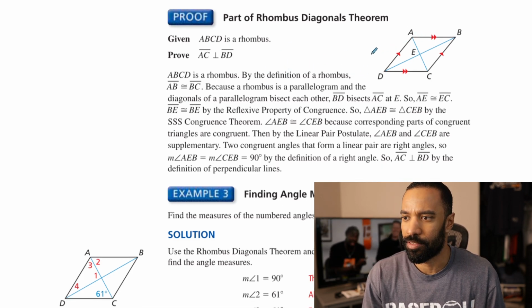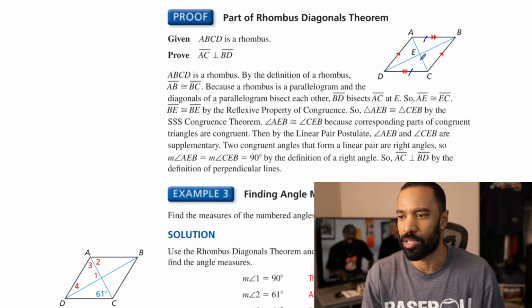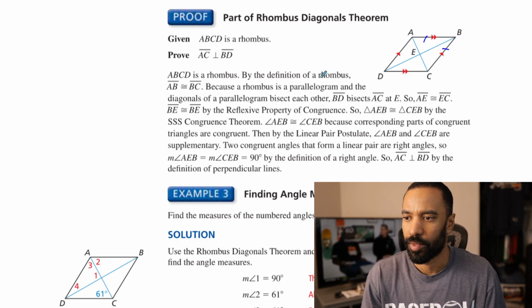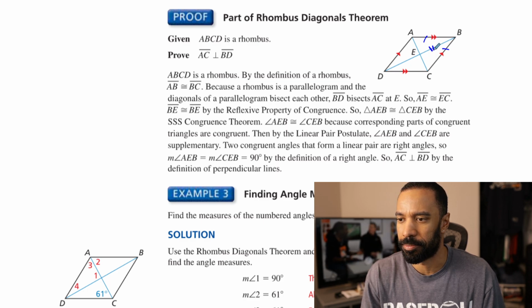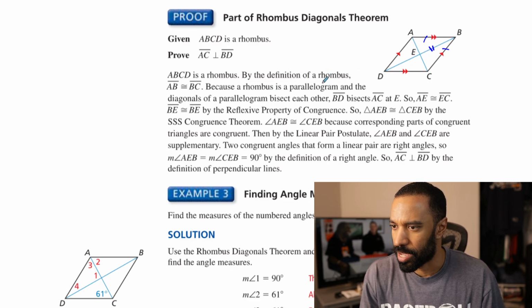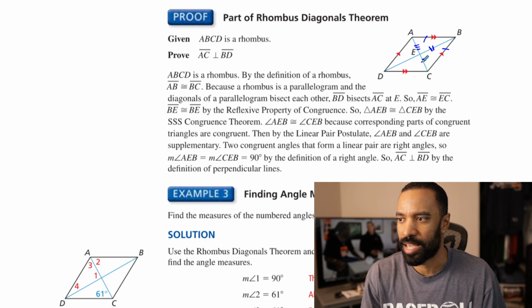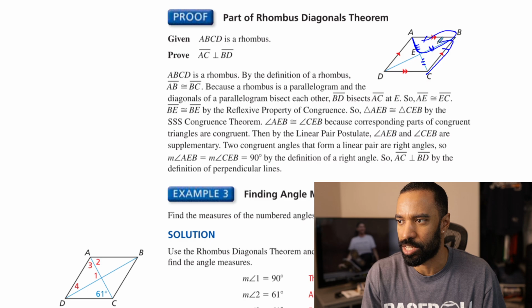So given that you have a rhombus, we know that we have congruent sides. They say AB congruent to BC, right there. And then eventually they're going to use the reflexive property here and here. Let's see where they go next. Because it's a parallelogram, the diagonals bisect each other. So this would also be congruent to that. So now by side, side, side, these two triangles here, ABE and CBE, will be congruent.